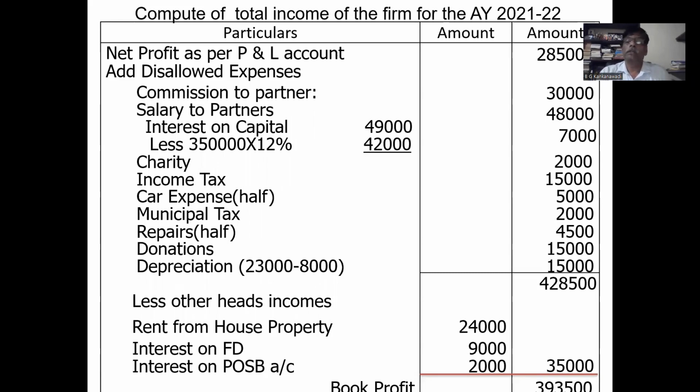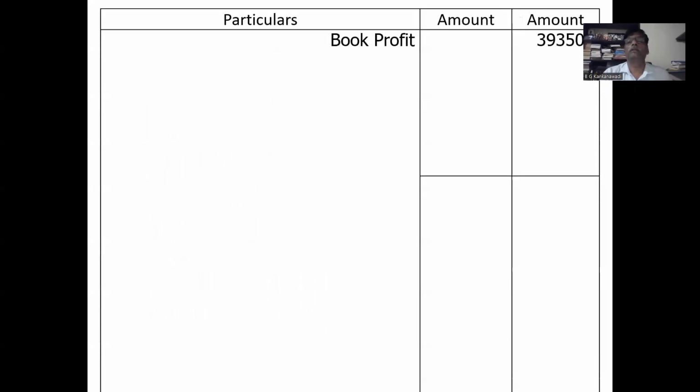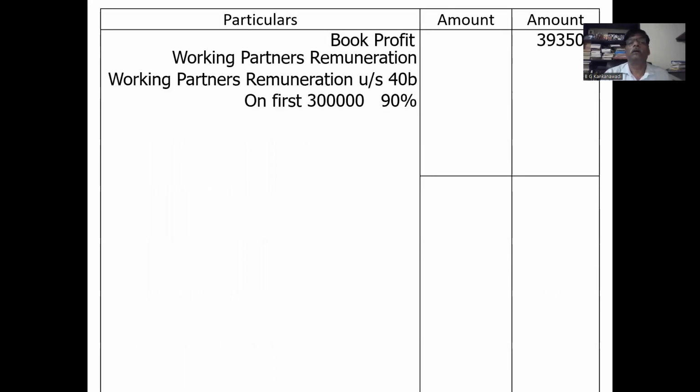Then after calculating the book profit, you deduct the working partner remuneration. So book profit is 3,93,500, less working partner remuneration. Out of that, according to 40B, on first 3 lakh rupees, 90%. And balance is 93,500.